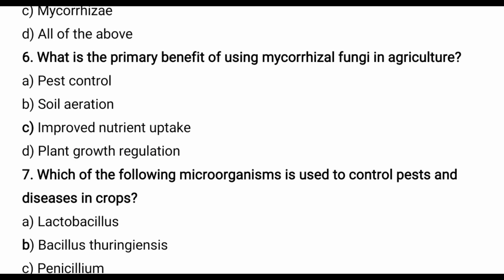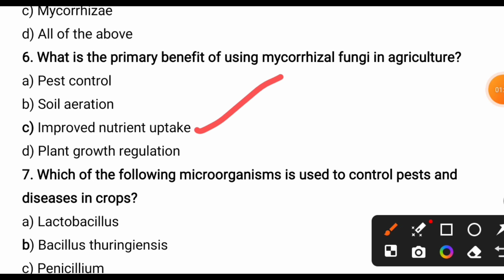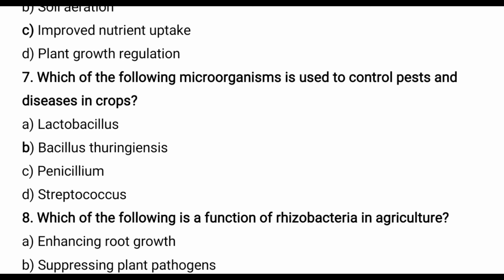What is the primary benefit of using mycorrhizal fungi in agriculture? Options are pest control, soil aeration, improved nutrient uptake, plant growth regulation. So for this the correct answer is improved nutrient uptake. Mycorrhizal fungi enhance the nutrient uptake or water uptake from the soil. Okay, so let's see the next question.